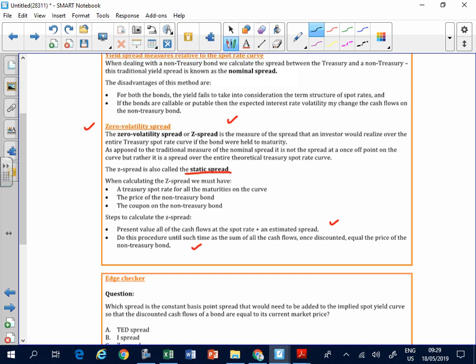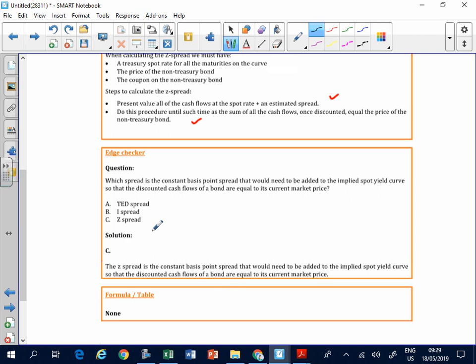Zero volatility spread. Everyone happy? Guys, happy? Sweet. Oh, I'm running out of time here. Okay, cool.